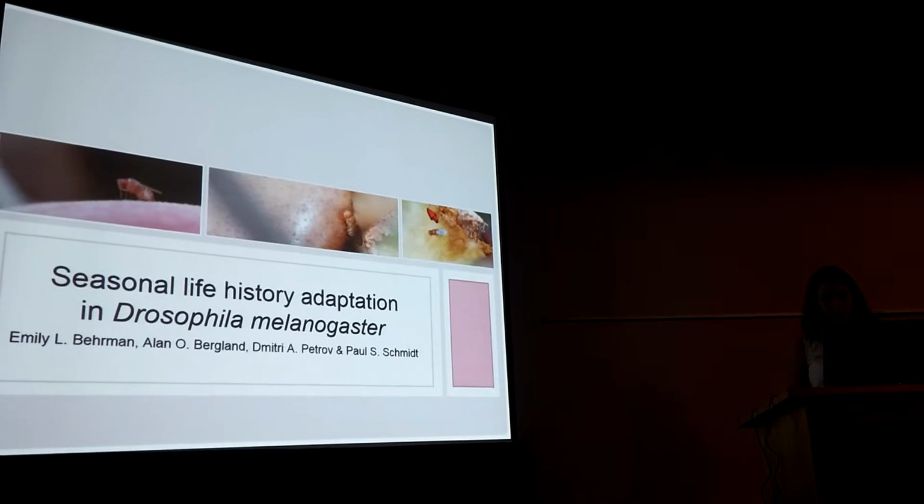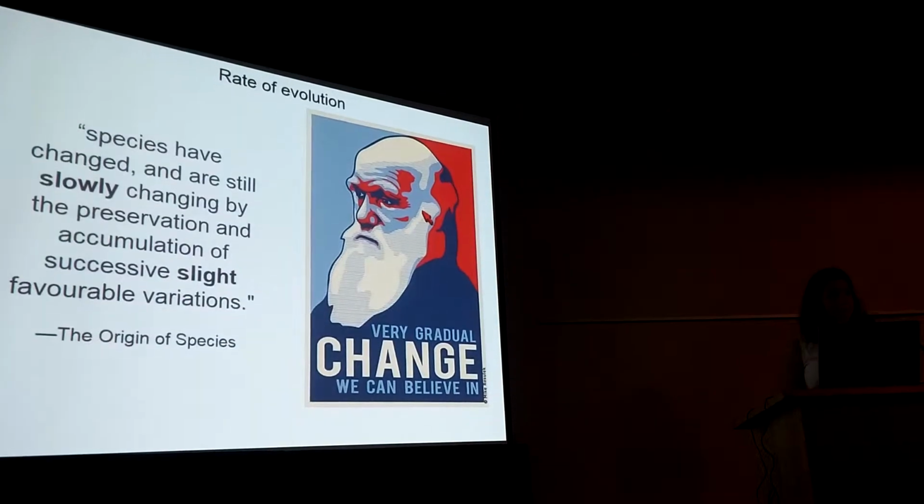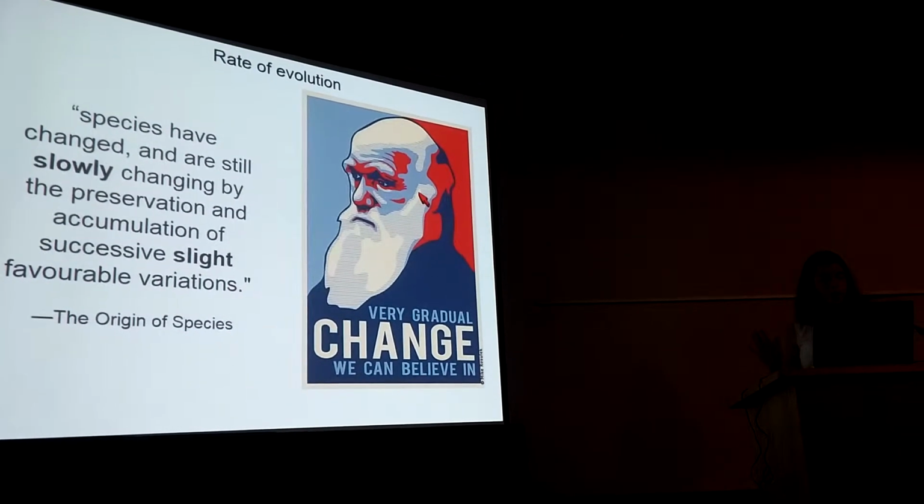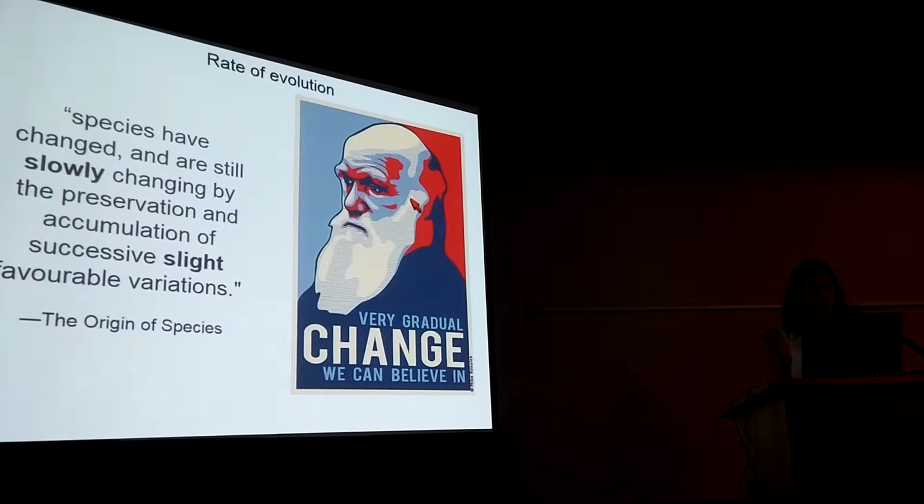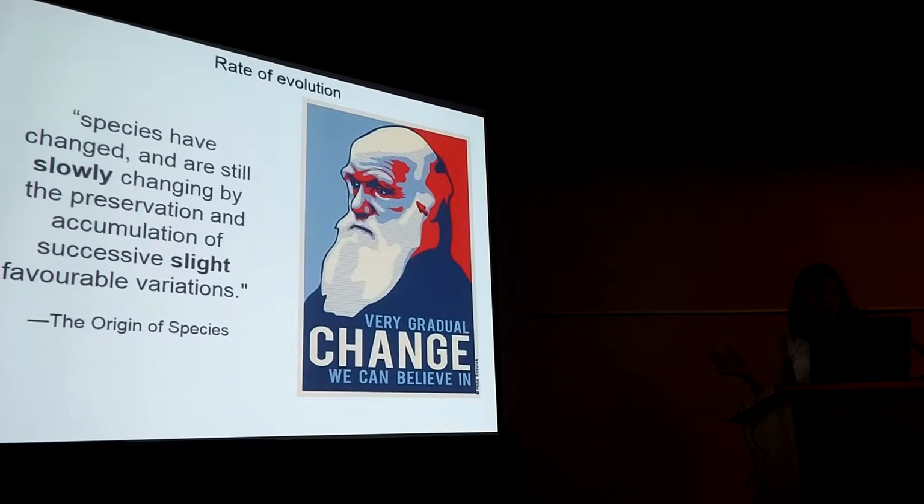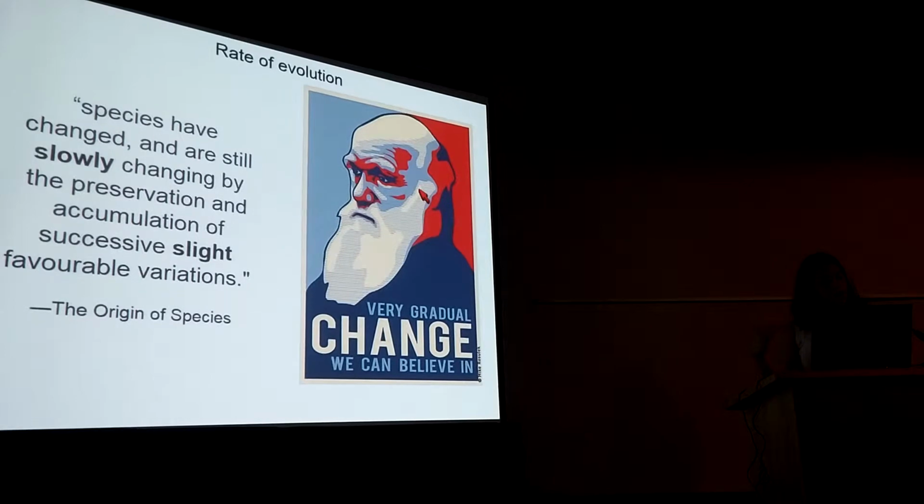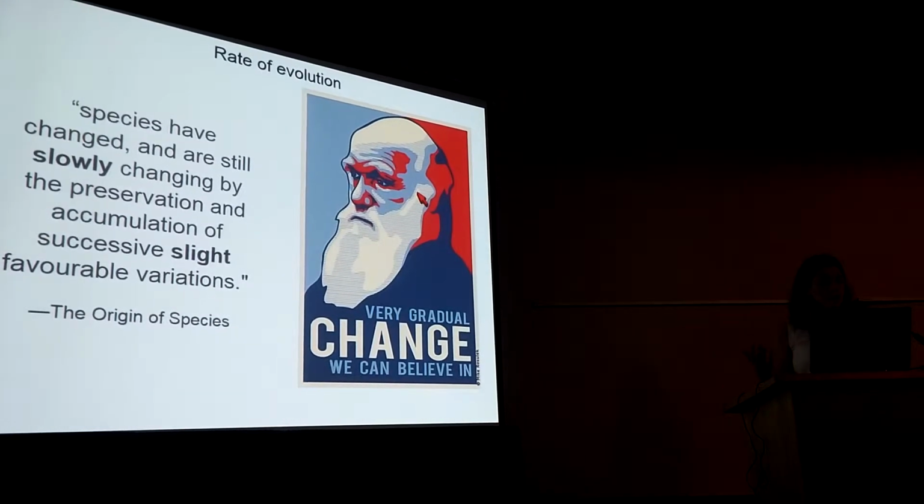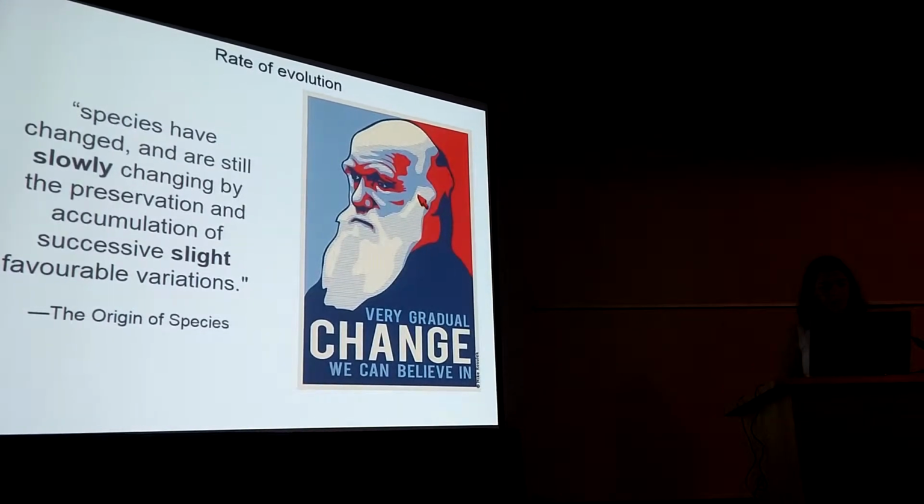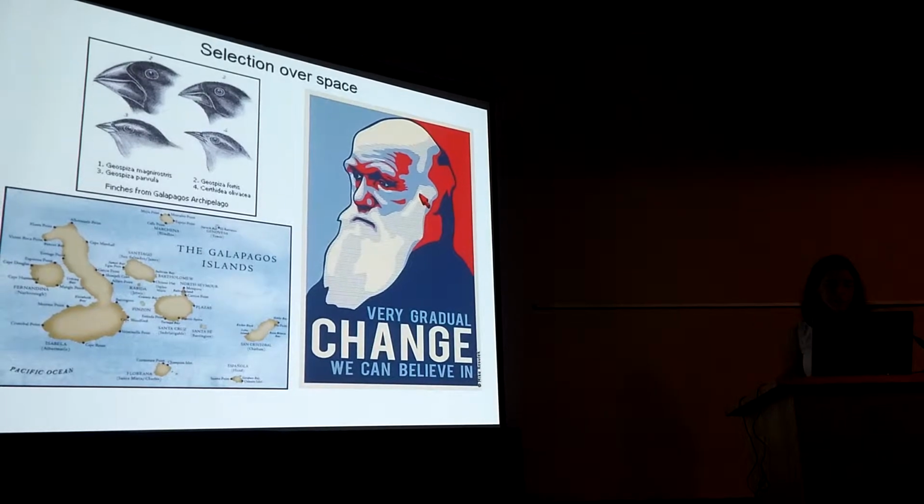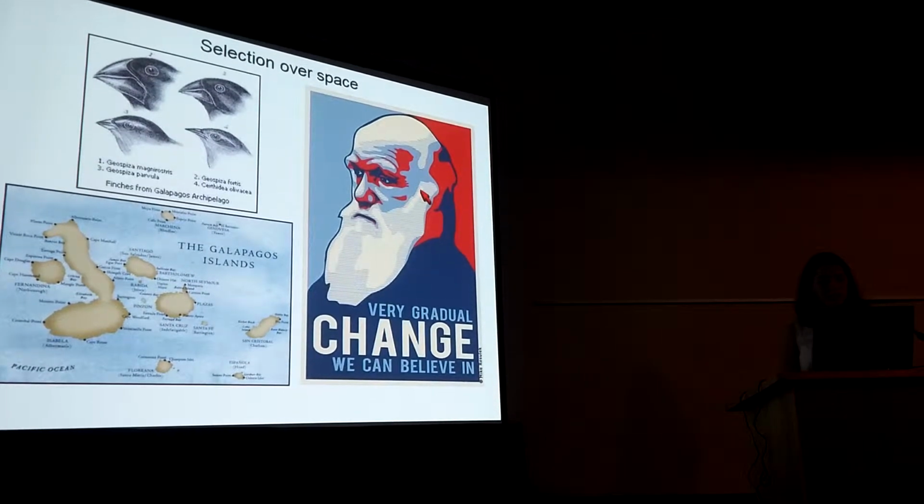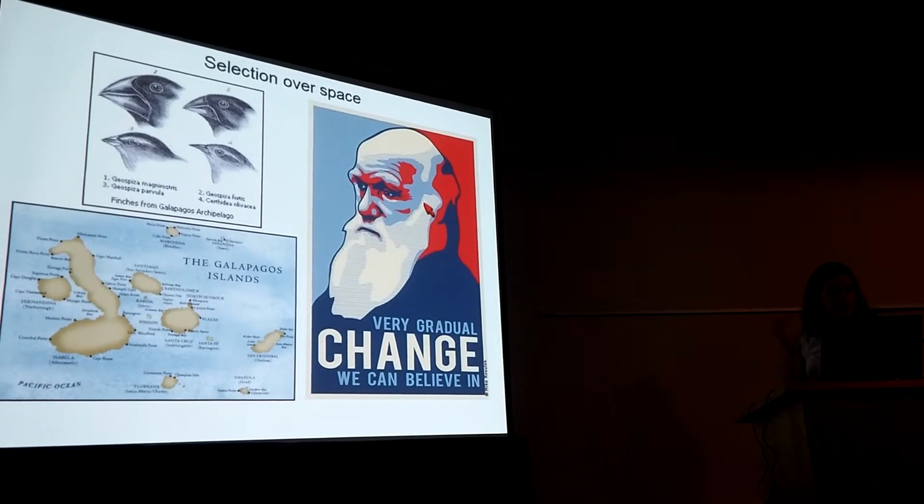in natural populations. Now, evolution is traditionally considered to be a very slow, gradual process of small incremental changes over a very long time scale. So it's something that we can infer, but we can't necessarily observe in real time. And Darwin famously developed his theory of evolution by natural selection while a naturalist on the HMS Beagle.